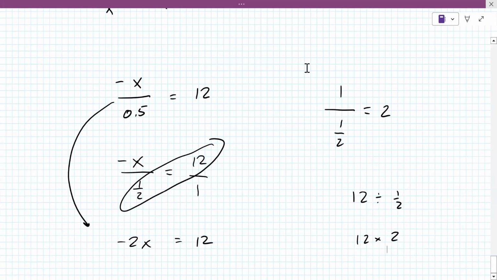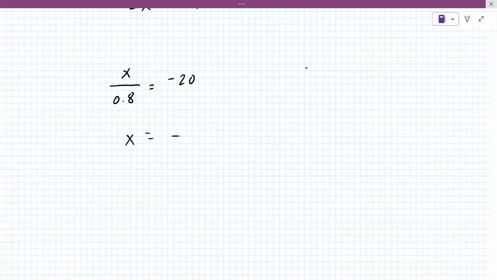Okay. All right. So let's try another one here. Let's say it's x over 0.8 equals -20. X over 0.8 equals 20. -20, yeah. And your choices are any of the above that I've talked about. You can convert that 0.8 to a fraction. You can multiply diagonally. It would be -16. Yes, x is -16. Good.